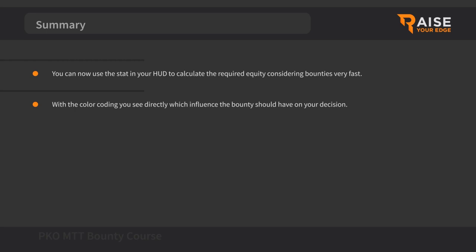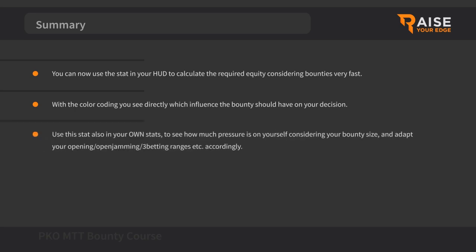Okay, there's a bounty to be won. How should I adapt my ranges? How should I adapt my 3-betting ranges, and so on. And not only do you have this for your opponents, of course you can put this stat into your own displayed stats. This will also help you. So if you see you have a red number in the bounty power, then you don't have to adapt your ranges very much. If you see you have a green bounty power number, okay, then you probably should adapt your ranges.